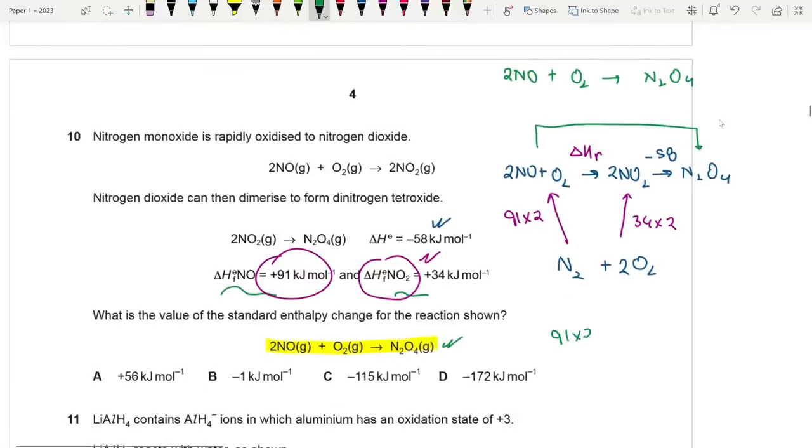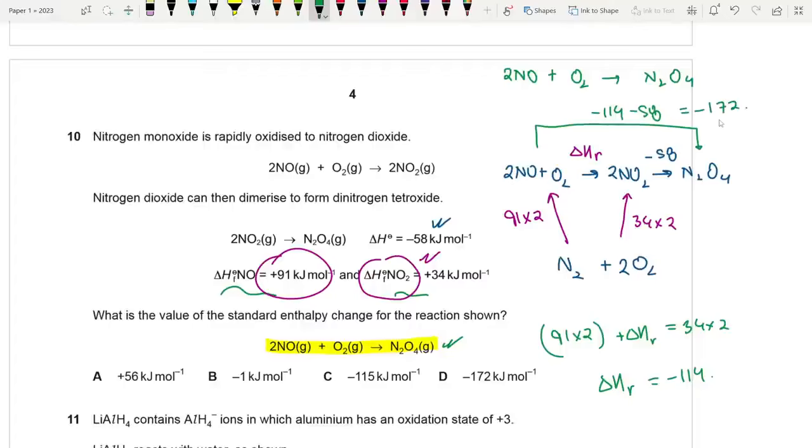We know that 91 times 2 plus ΔHR is equal to 34 times 2. So 34 times 2 minus 91 times 2 gives the answer, which is minus 114. ΔHR equals minus 114. Now the total one will be minus 114 minus 58, from here to here, right? So I'm getting an answer of minus 172.